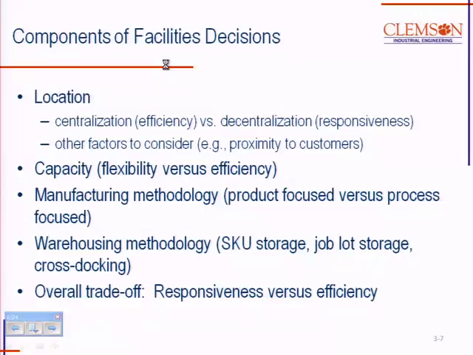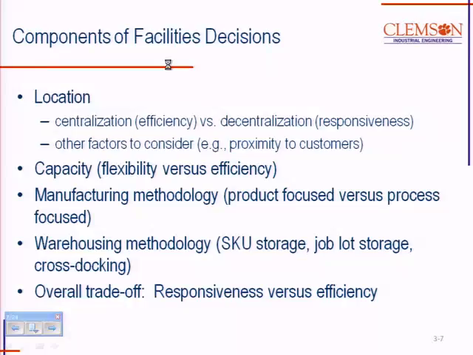So what are some of the components that go into making facilities decisions? We've got location, centralized versus decentralized, which is really what I said on that last slide, and proximity to customers. Capacity, flexibility versus efficiency. So how much additional capacity do these facilities really need to handle? Do you want to do it on a project-specific basis, or do you want to try to make a one-time investment, maybe in a larger facility, that allows for multiple uses?